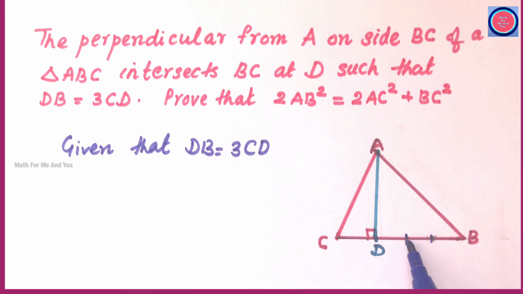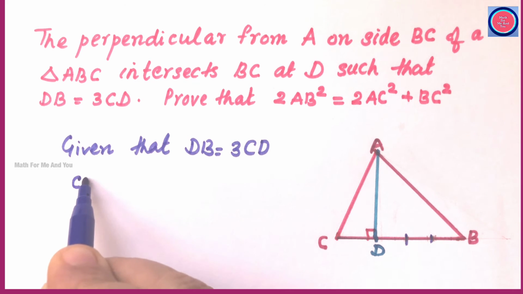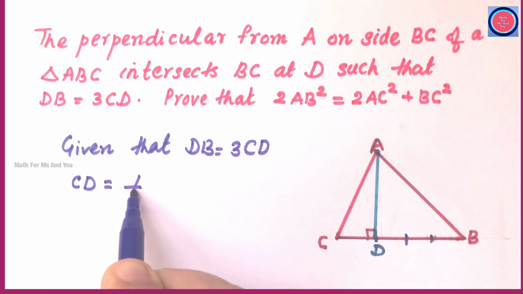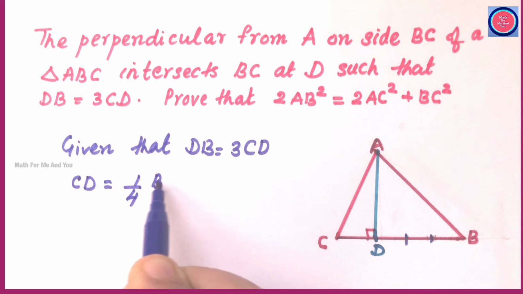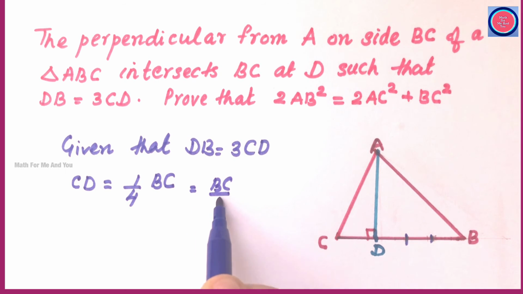Now we look at BC. How many equal parts? CD and 3 more equal parts, total 4 parts. BC is cut into 4 equal parts. So we can write what CD is in terms of BC. It is 1/4 part of BC. Total 4 parts and 1 part is CD. Or we could write this as BC over 4.